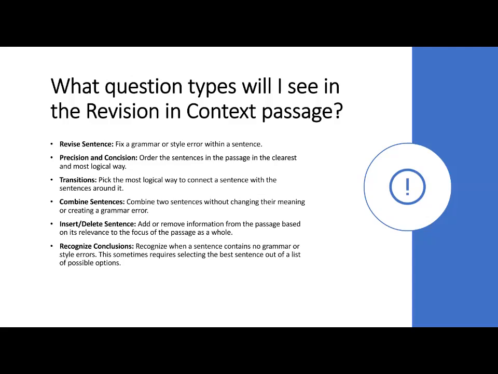as a whole. And then recognize conclusions. So recognize when a sentence contains no grammatical or style errors. See, you're on that point. Basically, some of these are realizing that, oh, there actually is nothing wrong with that. Now I'm going to go more in depth in some of these that need a little bit more. Some of these it isn't as necessary to go in depth, but I'm trying to focus here on what is the most helpful.